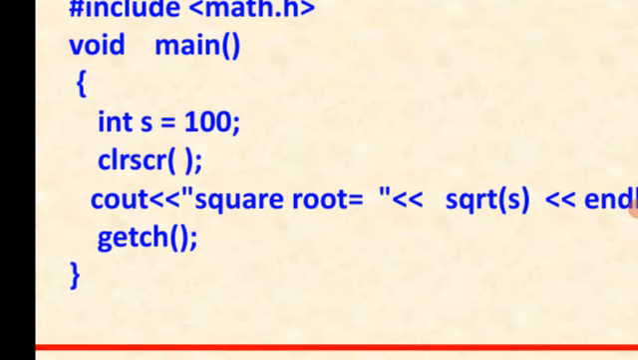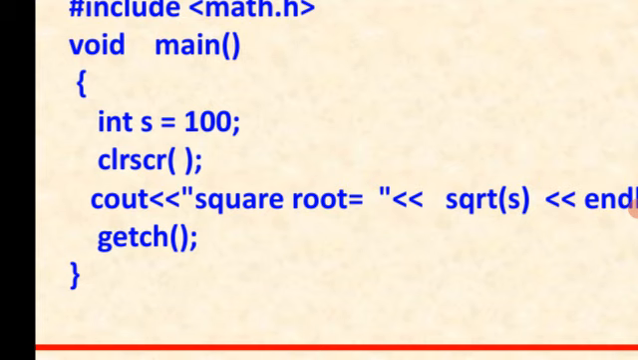Then, after that, open the brace. Then I have taken one variable. All of you know what a variable means. Variable means it is a quantity whose value is not fixed. It will keep on changing. Here I have taken s with the value 100. I have declared it as int. Int means integer value, a non-fractional value, a whole number. I have initially taken its value as 100.